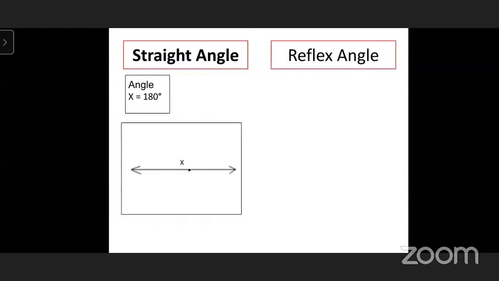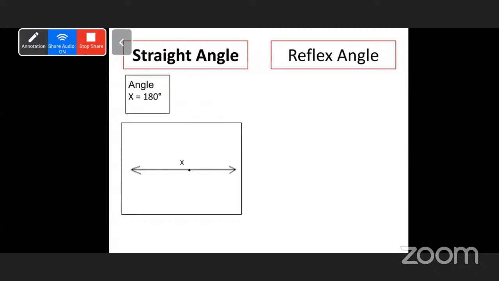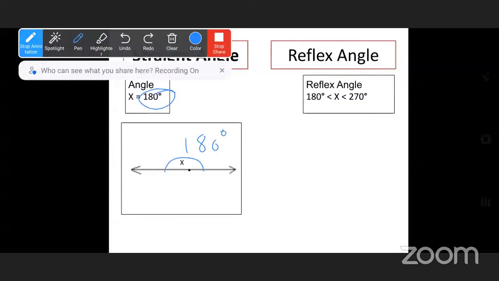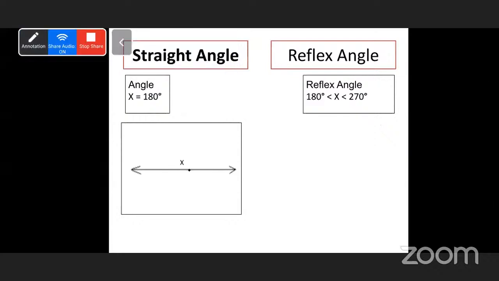Next, we have the reflex angle. Now, if the measure of the angle is greater than 180 degree, I'm sorry, I've written here 270, it is 360 degree. Okay, if the measure of the angle is greater than 180 degree, but less than 360 degree, we will call it a reflex angle. Okay, this is how the reflex angle is seen.